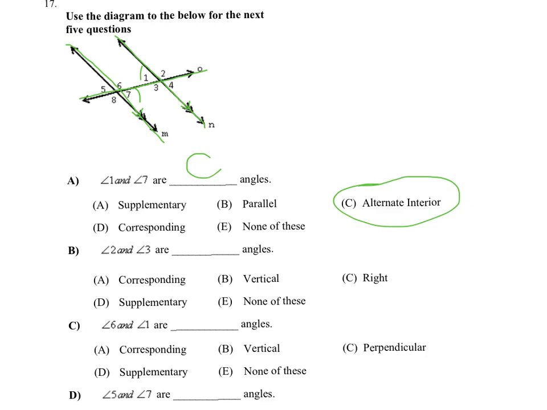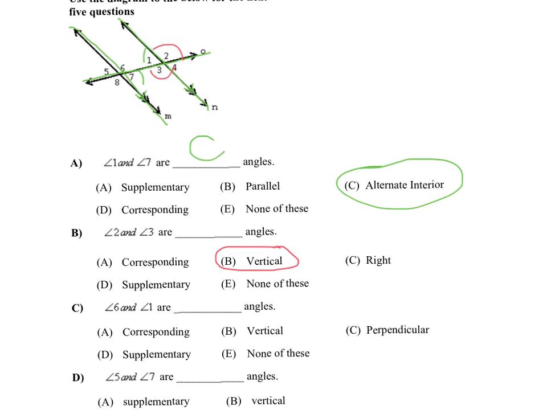2 and 3 are, well, that should be the one that we're getting pretty good at. Those are vertical angles. When only two lines are involved, you're going to either have vertical angles or linear pair or supplementary. 6 and 1 are, where's 6 and 1? Here's 6, here's 1. Those two angles are same side interior. They're not corresponding, they're not vertical, they're not perpendicular. They are same side interior or consecutive, which, if you know anything about those, they are supplementary.